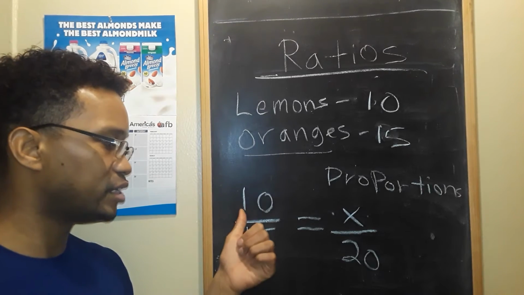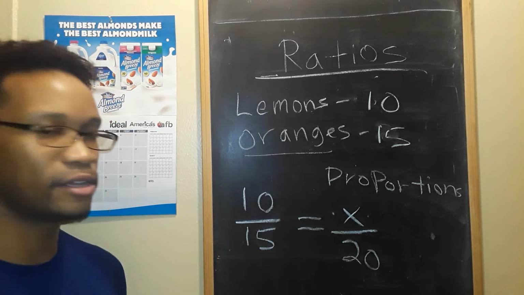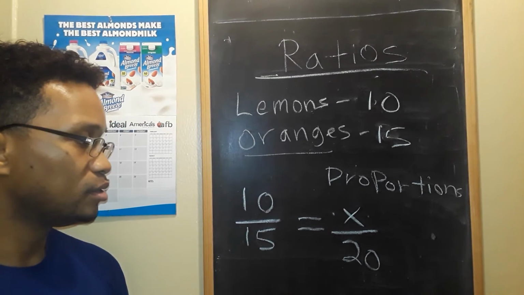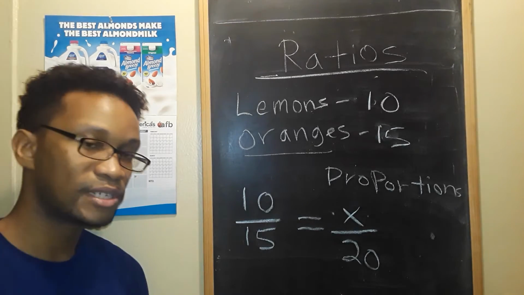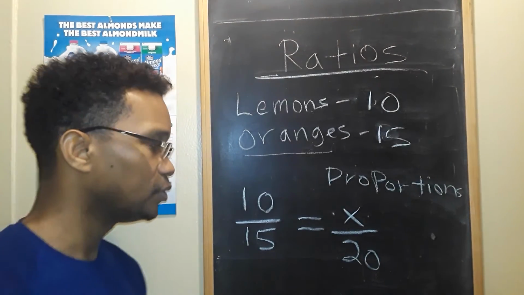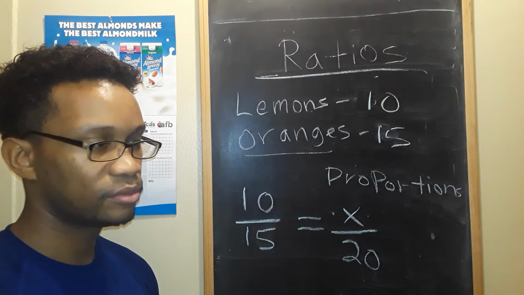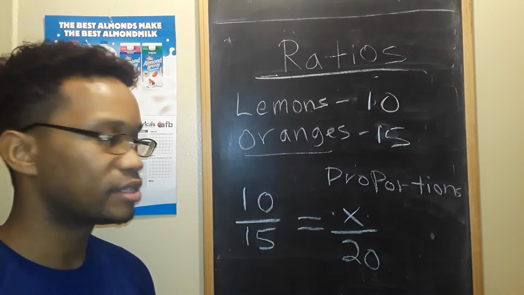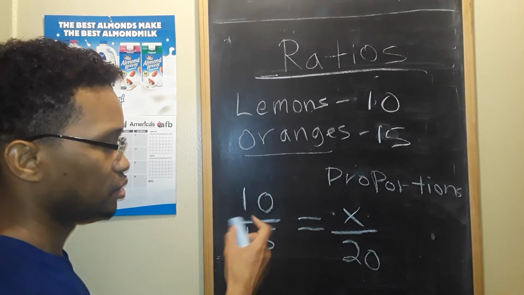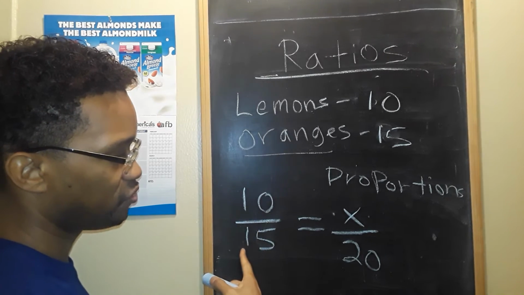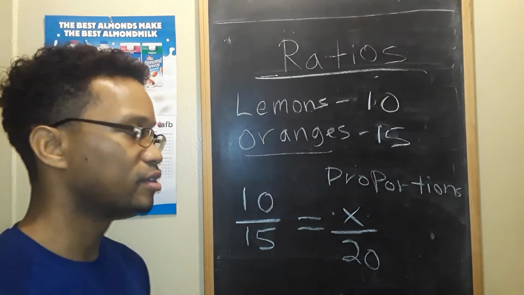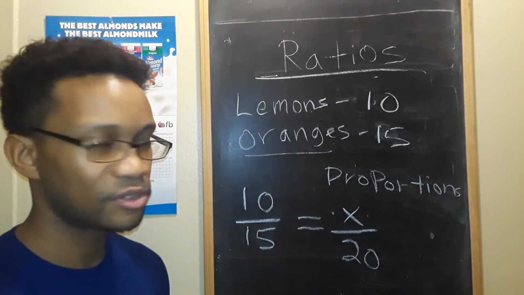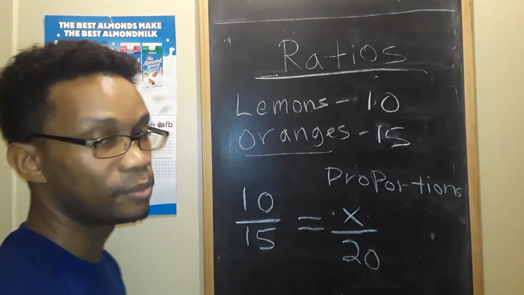So what do you do? When you have 10 over 15 is equal to X over 20, what is it that you do? This is what you do. Step 1. The first thing you have to do is cross multiply. You look at the problem and you say, let's cross multiply. Because you have 10 over 15, a fraction, is equal to this other fraction. But you don't know this number. So the point is to find the unknown variable.